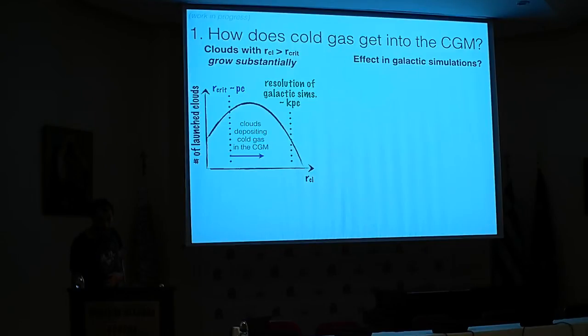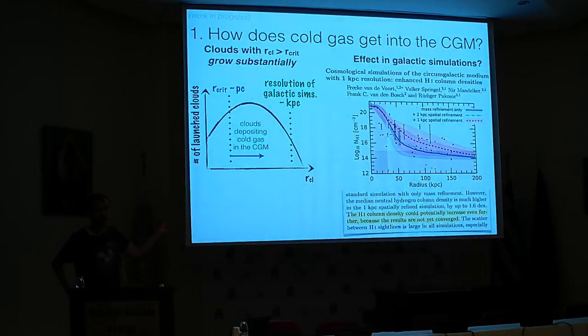And in fact, if you increase the resolution in the halo, that's done here by Freeke van de Voort. So this red line is with increased spatial resolution in the halo. And you see that they get a higher neutral hydrogen column density. And I bet you that these two simulations would have a completely different Lyman alpha or Lyman continuum outcome. And in fact, they also write in their paper that this is not yet converged. So maybe you actually need to resolve this scale to achieve convergence.